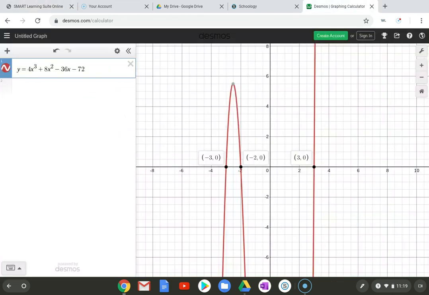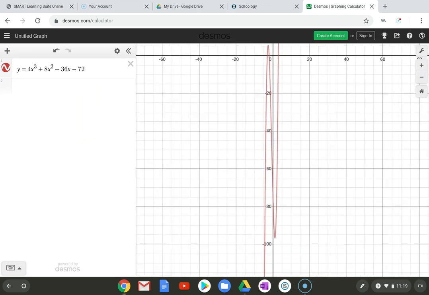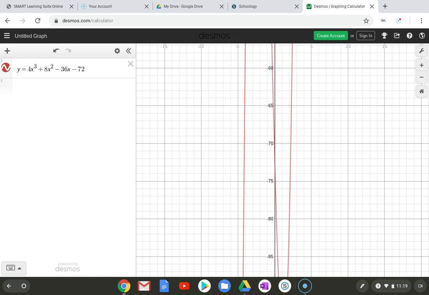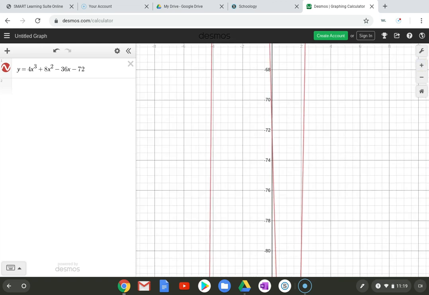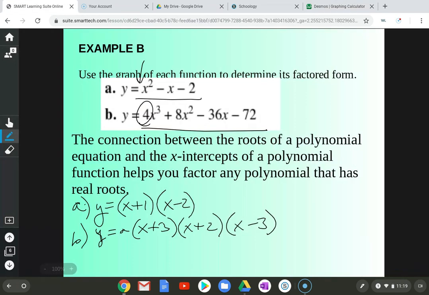If we want to do it using the way that we have done it in the past, I'm going to zoom out, and then zoom in a little. I'm looking at this y-intercept here. So let's see if it's at 72. Yep, it's at (0, -72). So if we did it by hand, we set our negative 72 equal to a times 3 times 2 times negative 3.